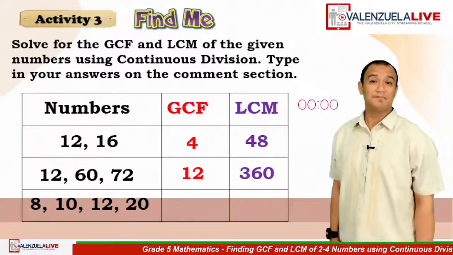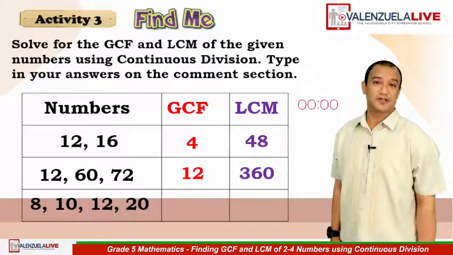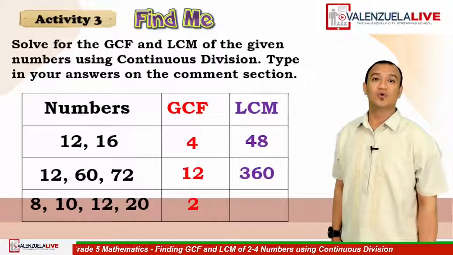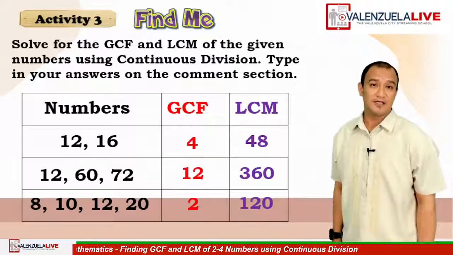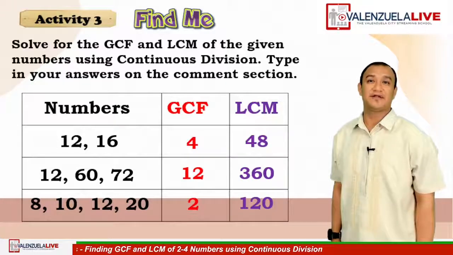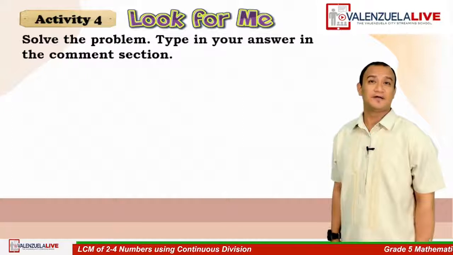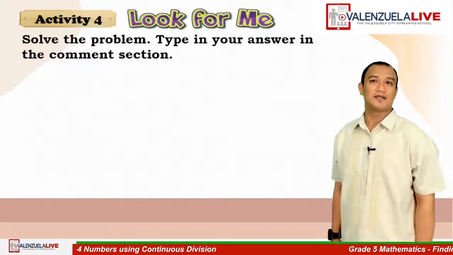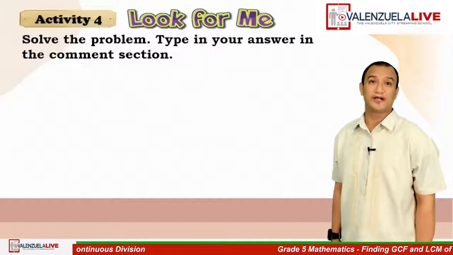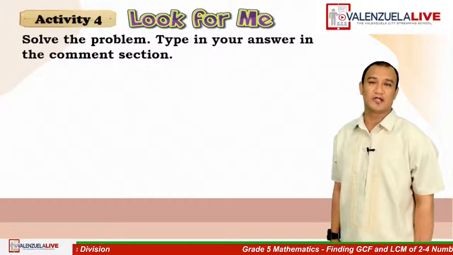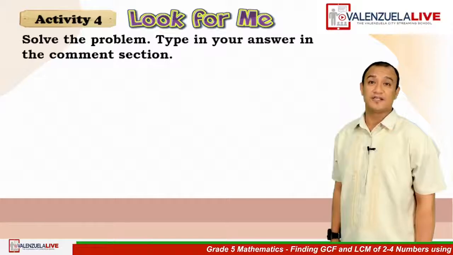Okay, time's up. Okay, let's check your answers. If it is 2 and 120, you're doing great, grade 5. And for our activity 4, entitled Look for Me, solve the given problem and type in your answer in the comment section. Again, you are given only 60 seconds for each problem.